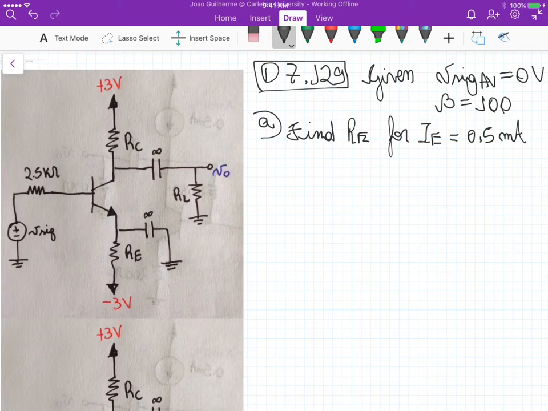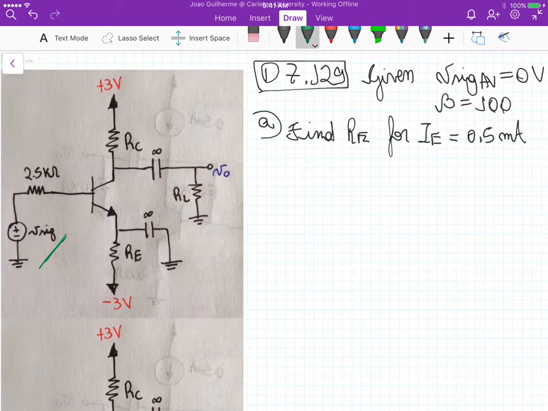Okay, for problem D 7.129, it's given that the average value of the input signal, so this signal here, is 0 volts, and beta, the current gain for this NPN transistor, is 100. And in part A, we need to find RE for an emitter current of 0.5 milliamps.